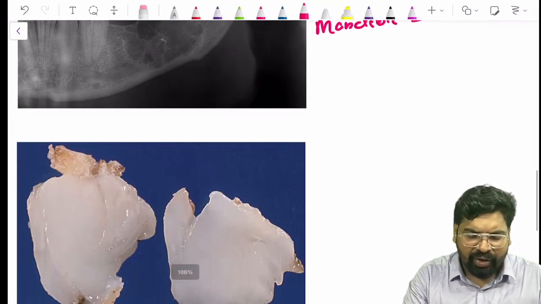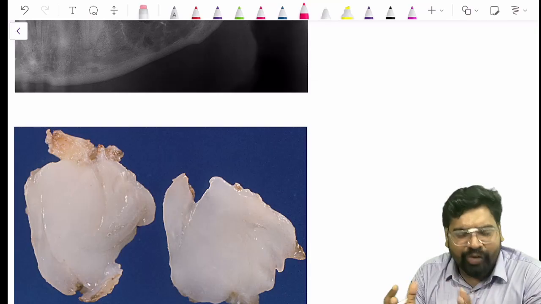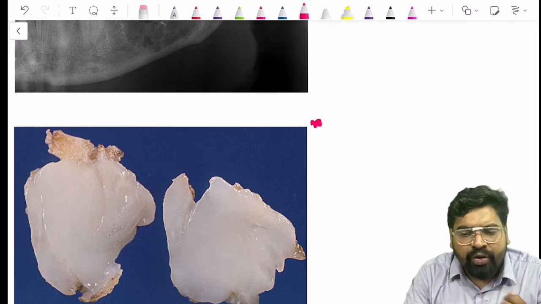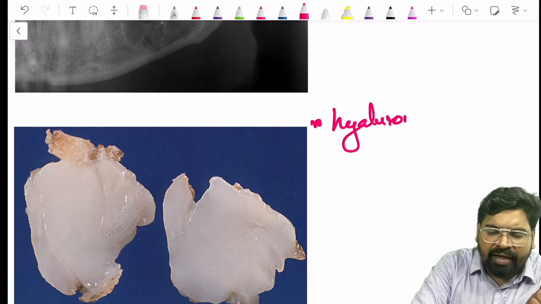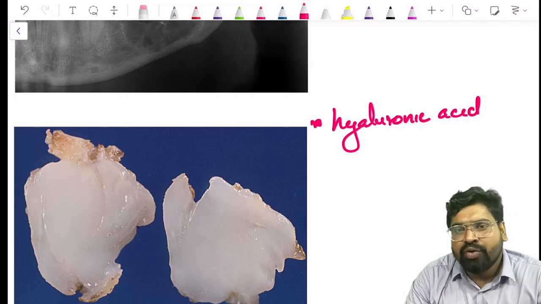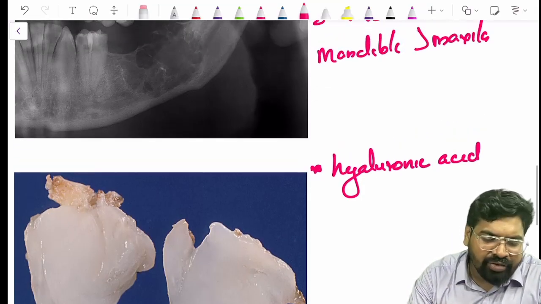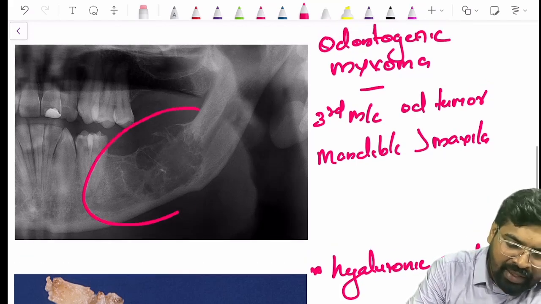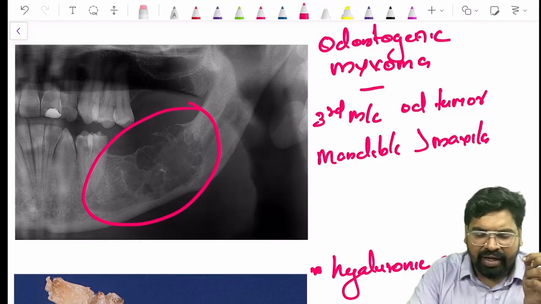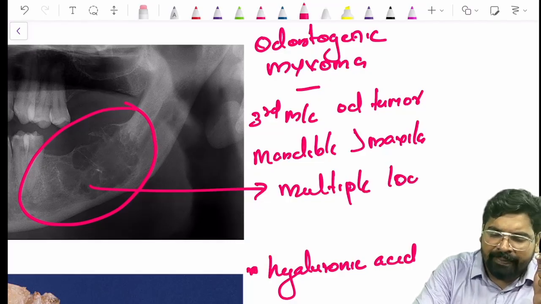And see how an odontogenic myxoma looks. It has so much juicy material because of the presence of a substance called hyaluronic acid. It contains so much hyaluronic acid, and this helps in the dissolution or resorption of bone. Here, can you see this area? They have radiolucency, and the radiolucency will have multiple locules of radiolucency.